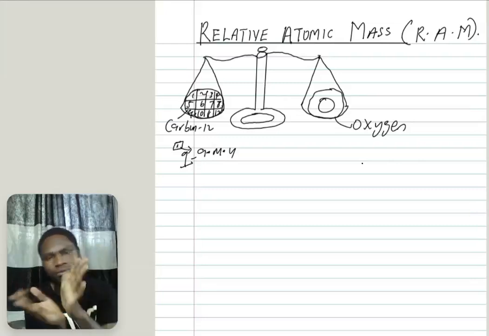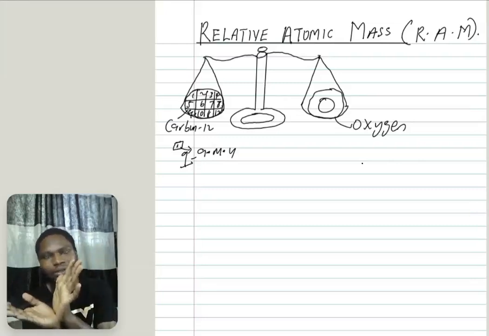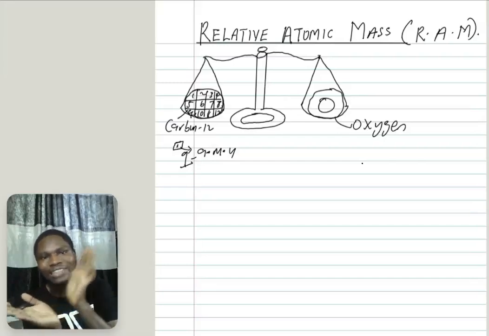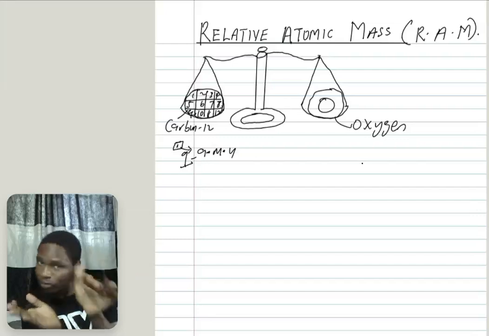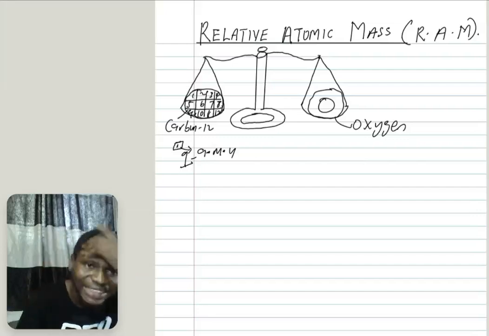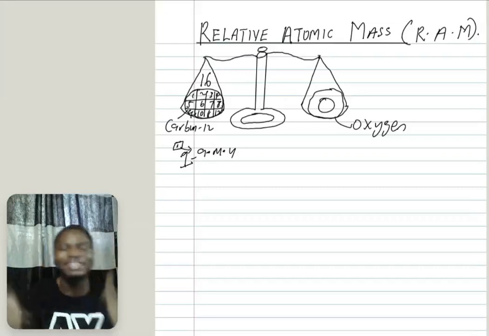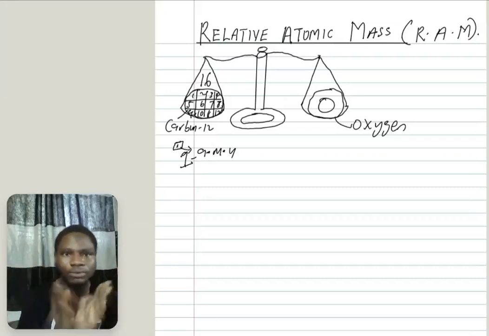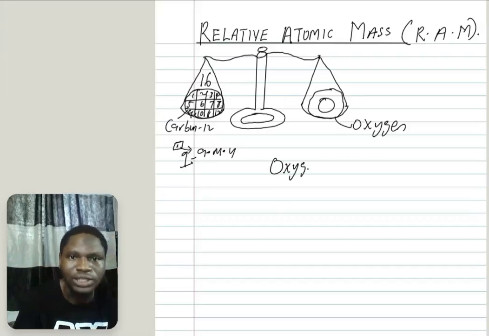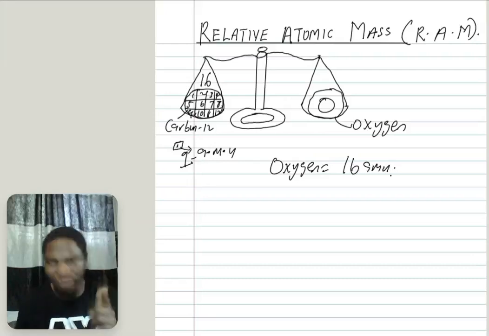Pay attention. Since it's bending this way, it means that I have to add more atoms of carbon 12, right? So if I keep on adding, and now observe that if I add 16 atoms of carbon 12, that is when this scale will be at equilibrium. That means that the relative atomic mass of oxygen is equal to 16 atomic mass units. I will explain that again.